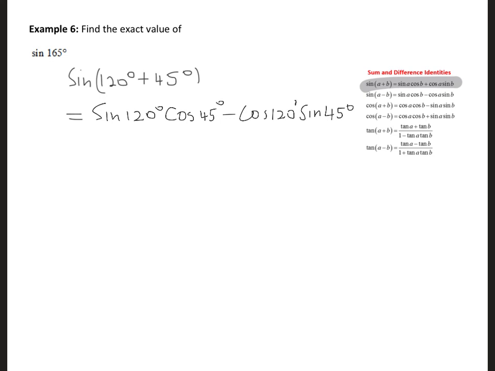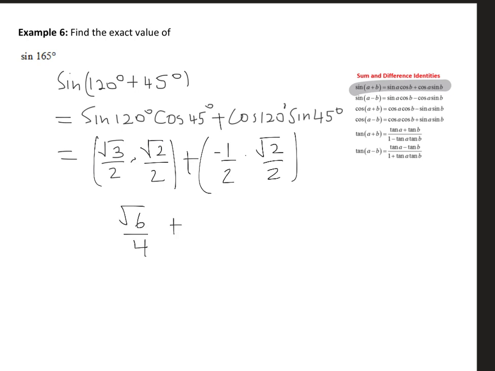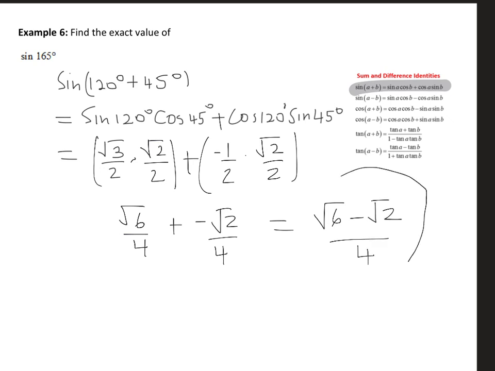Those are degrees. And then sine of 120 is square root of 3 over 2. Cosine of 45 is square root of 2 over 2, plus cosine of 120, which is negative 1/2. Remember, we are adding, so this should be plus. And then sine of 45 is square root of 2 over 2. Then we just need to multiply those and add. So this is square root of 6 over 4 plus, this is minus square root of 2 over 4. And this you can simplify, square root of 6 minus square root of 2 over 4. And that's the answer.